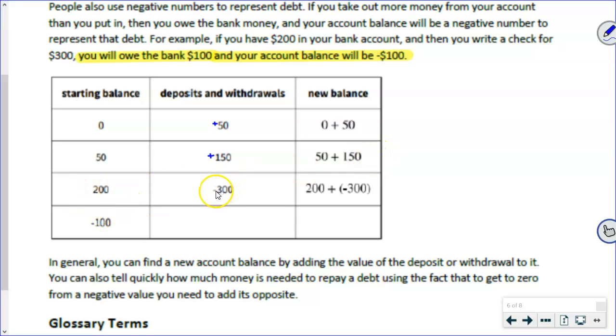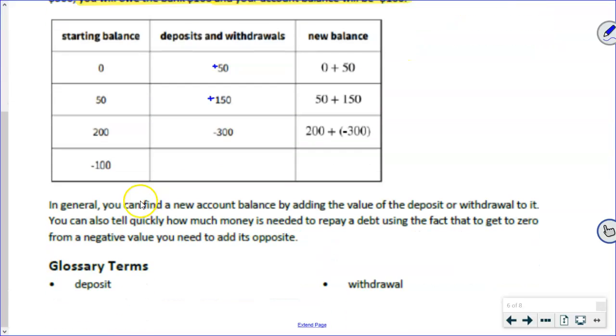And now, negative 300. We can see that negative sign. That tells us that it is going to be a withdrawal. 200 plus a negative 300, or 200 minus 300, leaves us with a balance of being in debt $100. In general, you can find a new account balance by adding the value of the deposit or withdrawal to it. As much as you wanted to think about these problems as subtraction, I want you to recognize, so that we can start making some connections, you can add the value. Just know that if we're adding a withdrawal, we're adding a negative number. New glossary terms that we have been talking about this lesson: deposit and withdrawal.